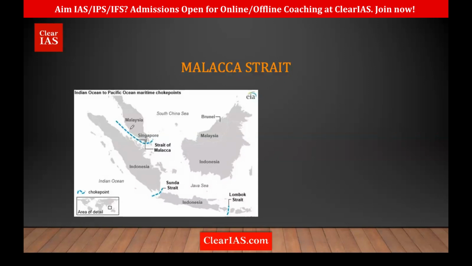Apart from that, all the trade between the East and the West happens through this strait. The East nations, that is China and the Southeast Asian nations, and the West, that is the US and the West Asian countries like Europe, etc. So East and West are connected by the Malacca Strait, and since it's very thin, it is called a choking point.